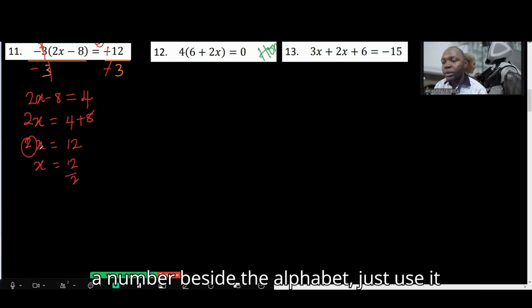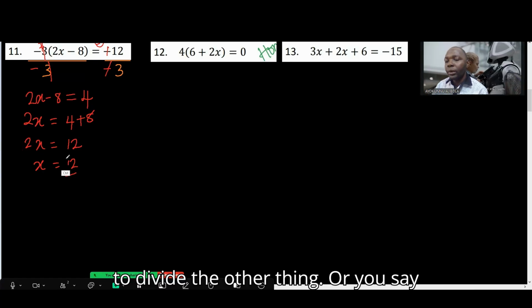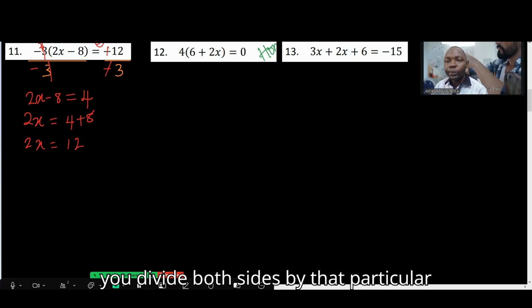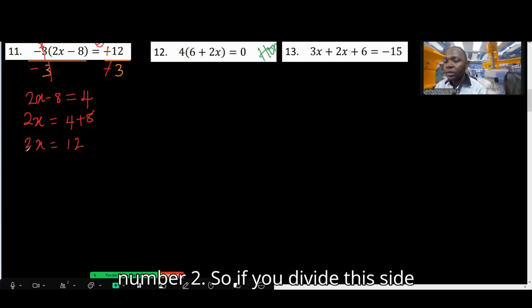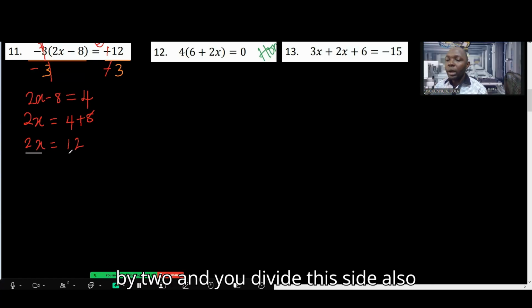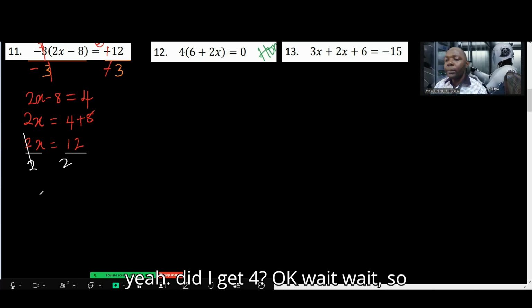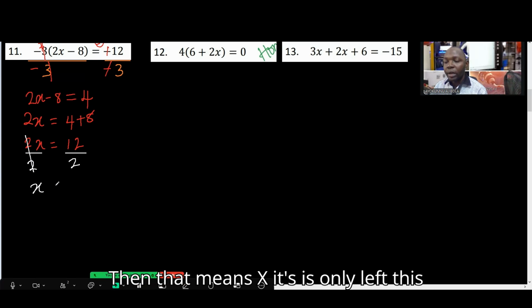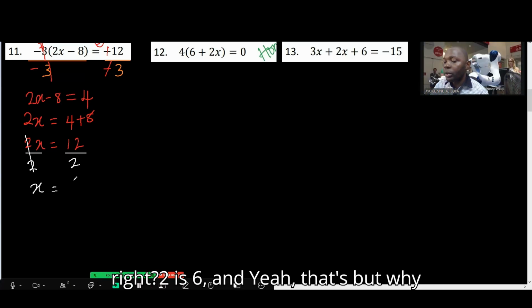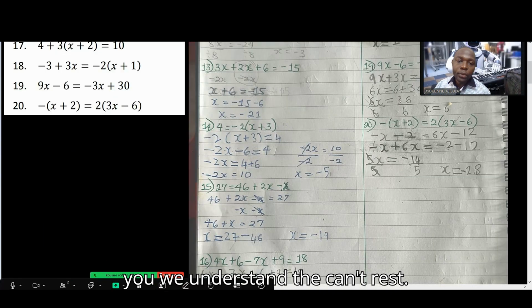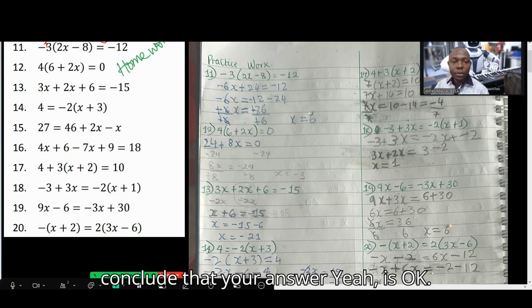Whenever there's a number beside the alphabet, just use it to divide the other thing. Or you say you divide both sides by that particular number 2. So if you divide this side by 2 and you divide this side also by 2, 2 cancels 2 here. Then x is left alone and 12 over 2 is 6. And that's why we can conclude that your answer is correct.